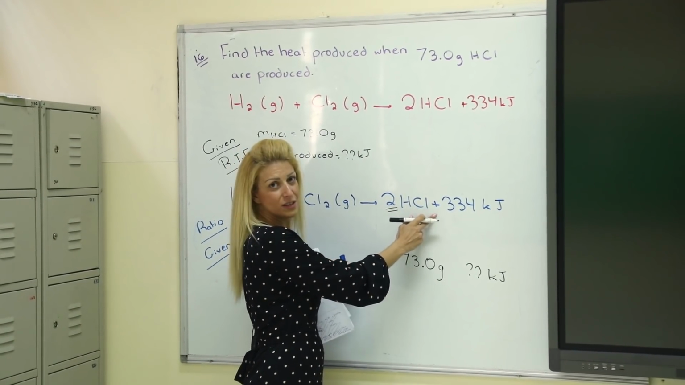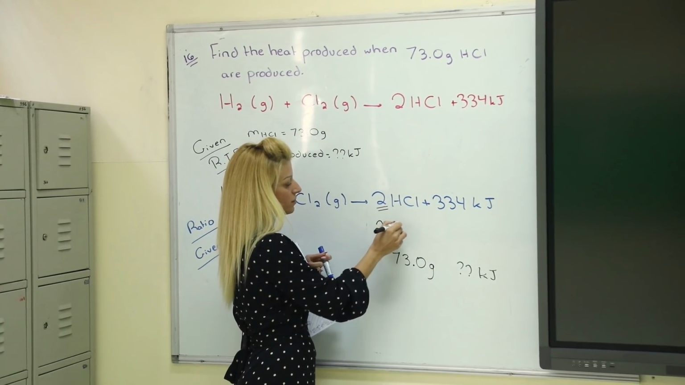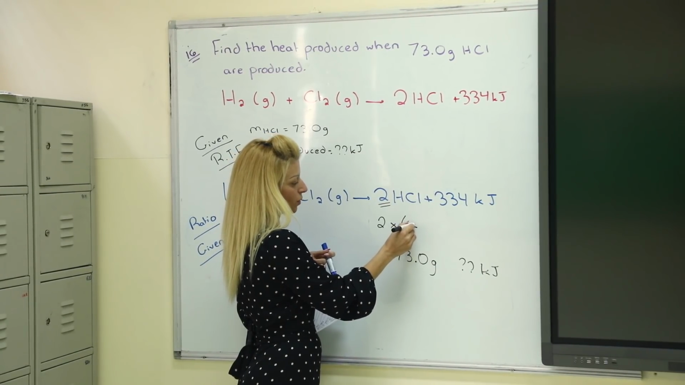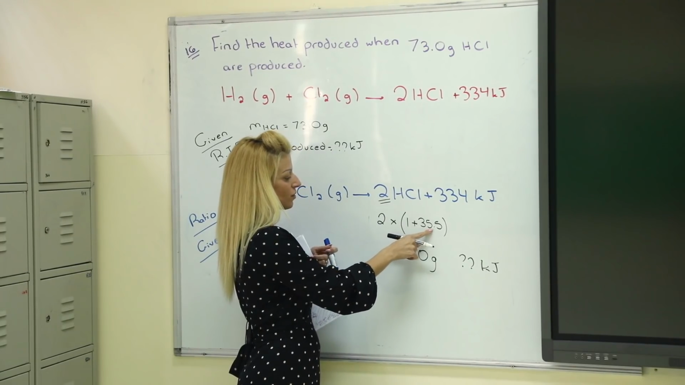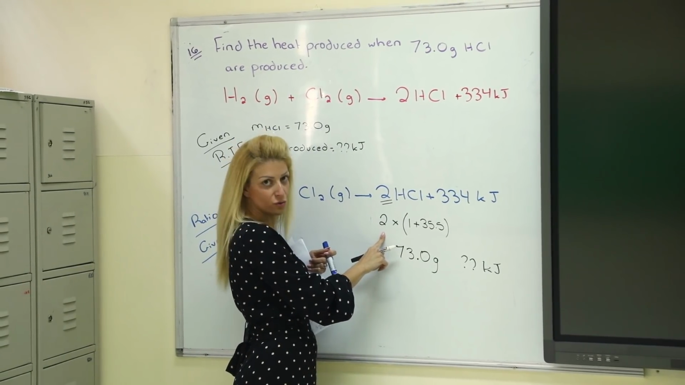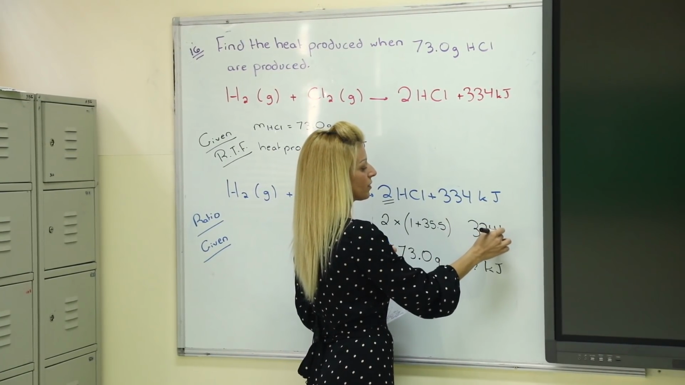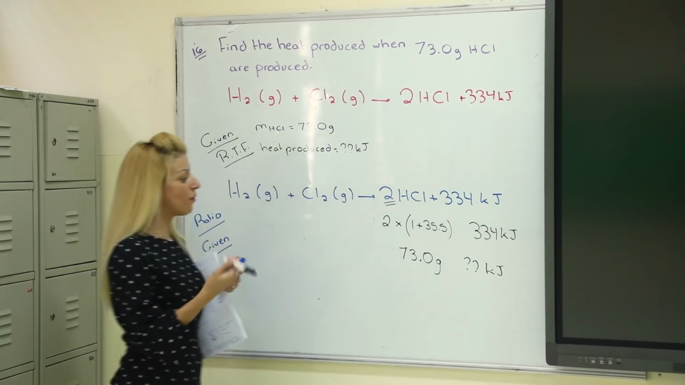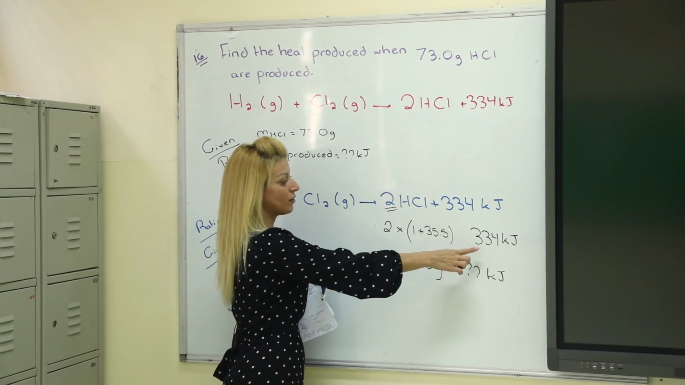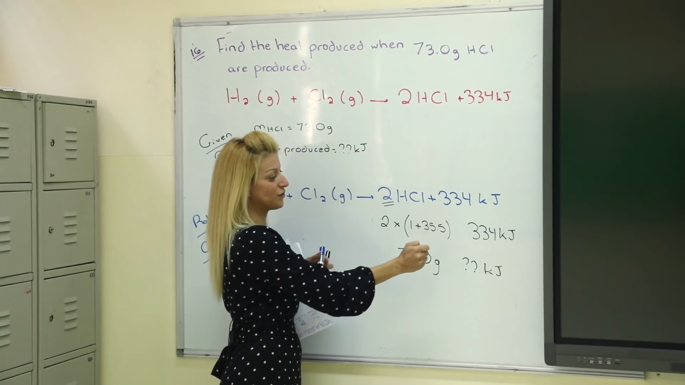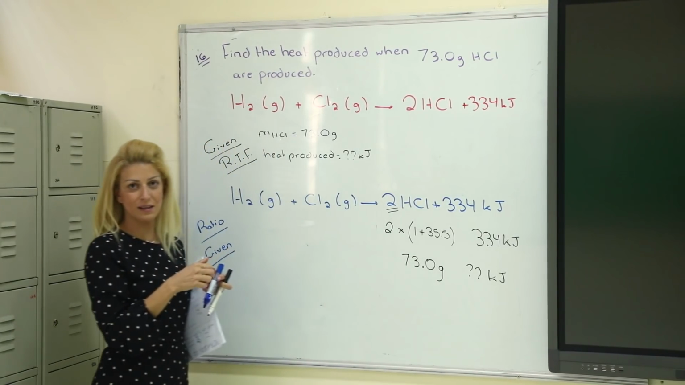2 moles of HCl have a mass of 2 times HCl. H is 1, Cl is 35.5. So 36.5 times 2. And the energy term is 334 kilojoules. So according to our equation, 2 times 36.5 releases 334 kilojoules. So 73.0 grams will release how many kilojoules?